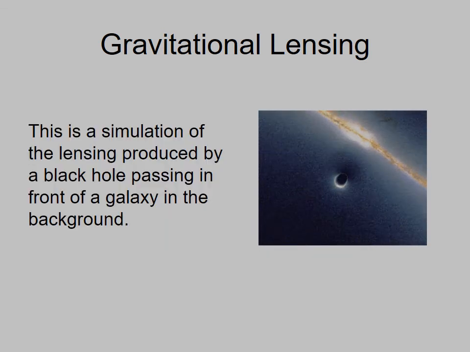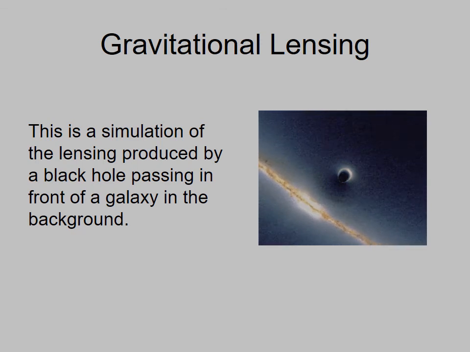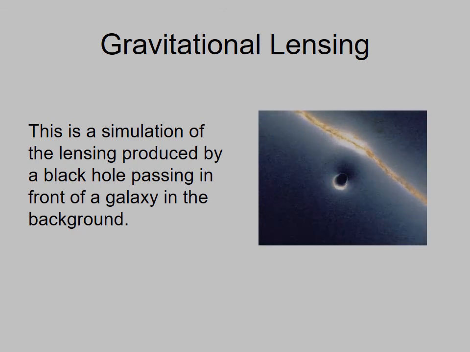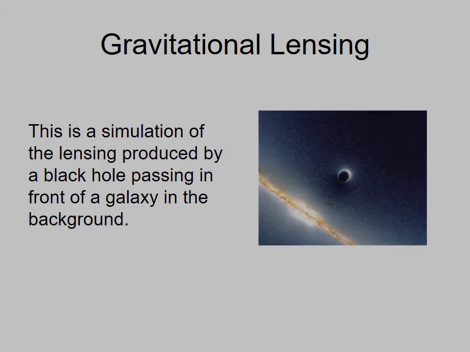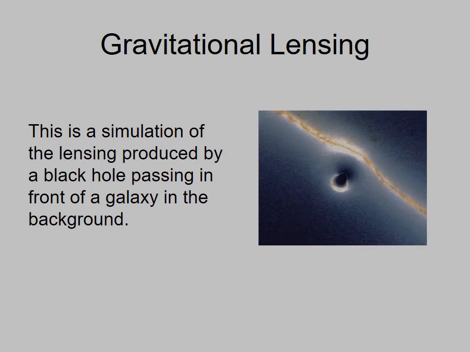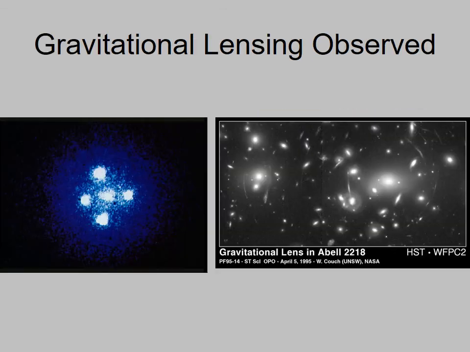And this would happen with a black hole. The light would simply be bent around the black hole. The black hole is not necessarily black, but it bends light around it. So again, this is what we call gravitational lensing, the bending of light by gravity.